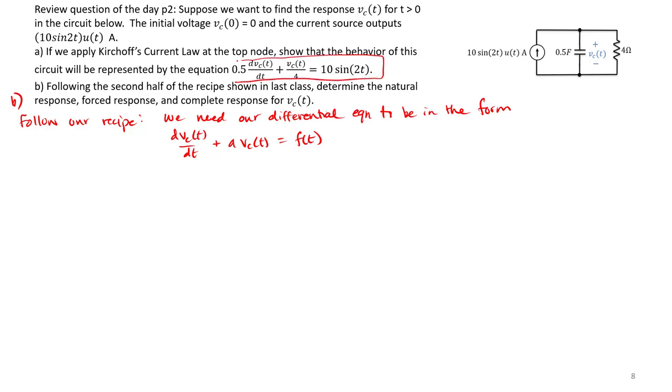Right now our equation is in a slightly different form. So currently, we have 0.5 dVc of t dt plus Vc of t divided by 4 equals 10 sine 2t. So let's multiply both sides by 2. And that will allow us to get our desired result. We want to get rid of that coefficient 0.5 in front of our derivative.